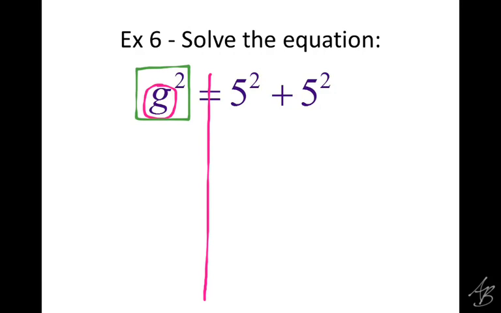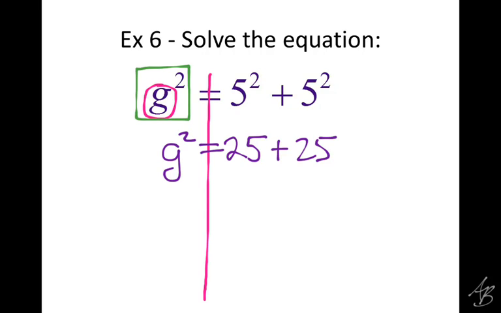It kind of looks like we might be able to because it has squares, and when you take the square root of a square, you get rid of the square. But the problem is this plus in between, and that would cause some trouble. But what we can do is rewrite it. Instead of 5 squared, we can write 25 plus 25. And on the left side, we still have g squared.